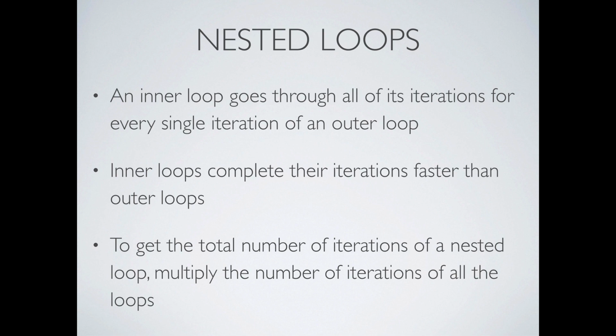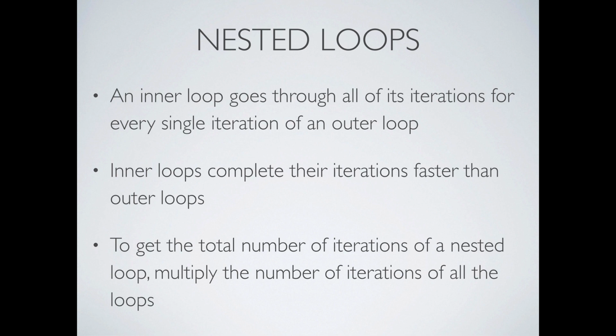Another thing to point out is that inner loops will complete their loops faster than the outer loops, right? We saw that the inner loop went 3 times, but it finished quickly, and the outer loop took a very long time to finish, right? Because every single time the outer loop iterated forward one more step, the inner loop had to do all of its loops. And then we went back to the outer loop, moved one more step, inner loop, all of its loops, and so on.